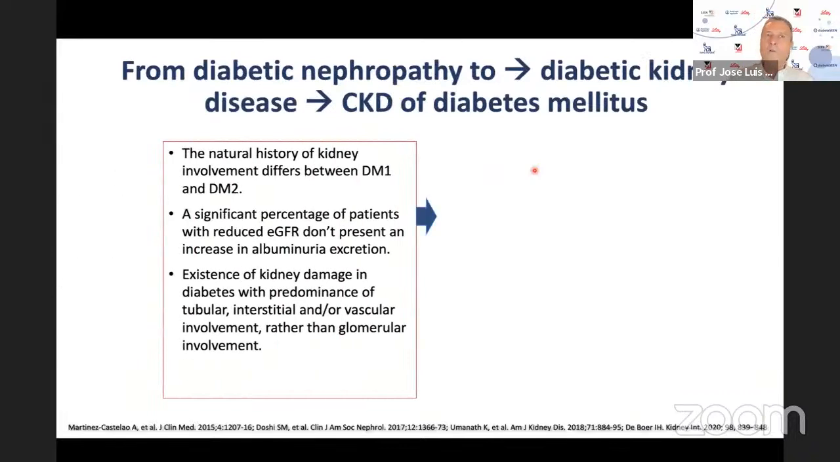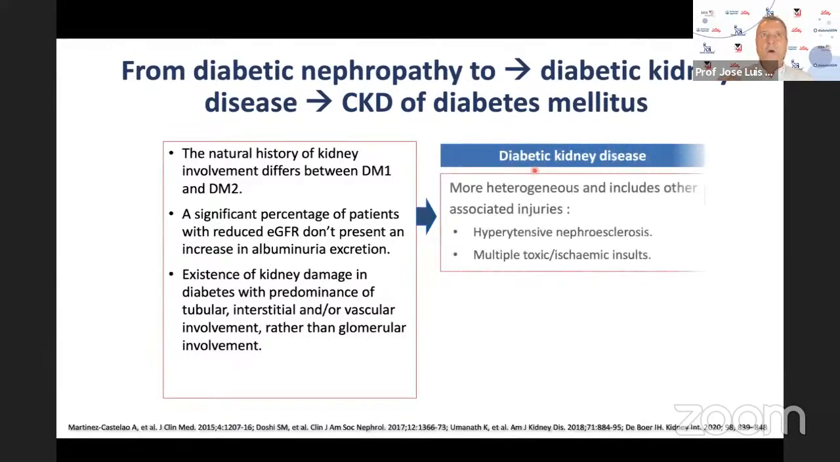Why? Because there are some points to take into account: the natural history of kidney involvement differs between type 2 diabetes and type 1 diabetes. A significant percentage of patients with reduced GFR don't present increased albuminuria excretion, and kidney damage in diabetics shows a predominance of tubulointerstitial and vascular involvement rather than the glomerular involvement typical of diabetes. So the concept of diabetic nephropathy has evolved into a more heterogeneous and modern concept, due to a series of circumstances that present as chronic kidney disease in patients with diabetes.